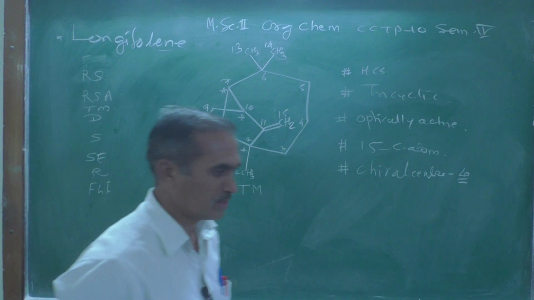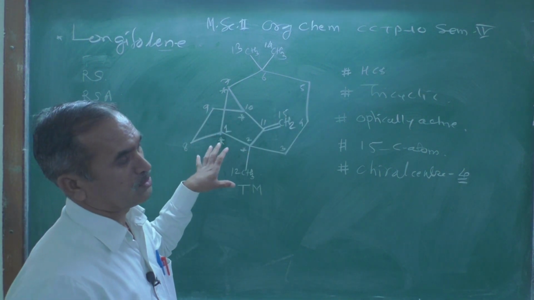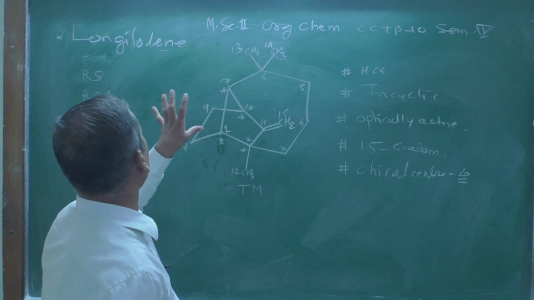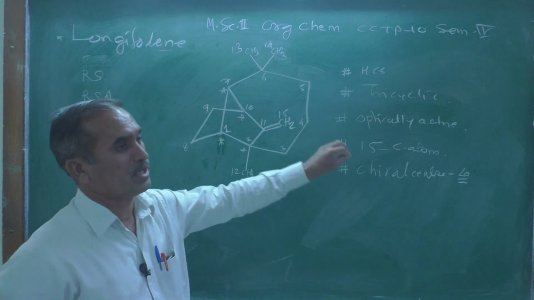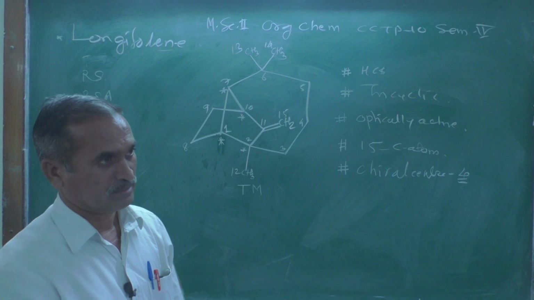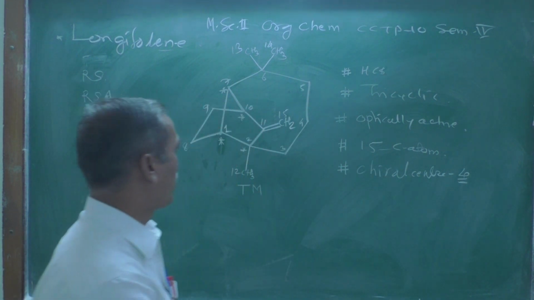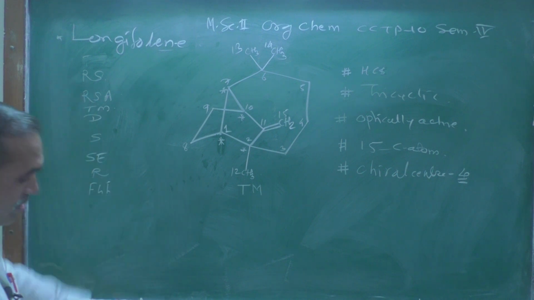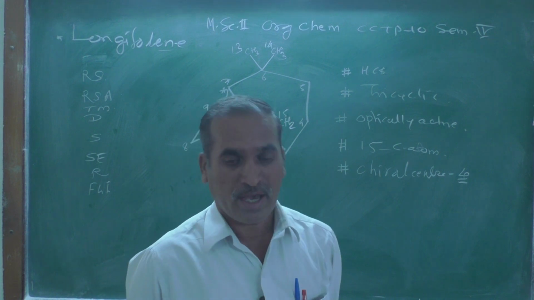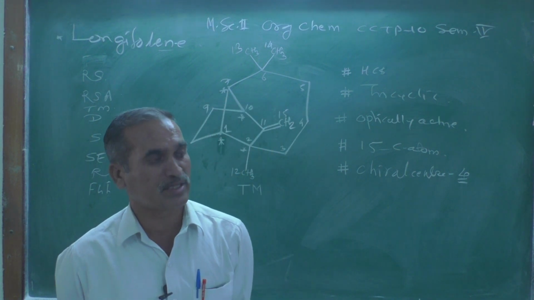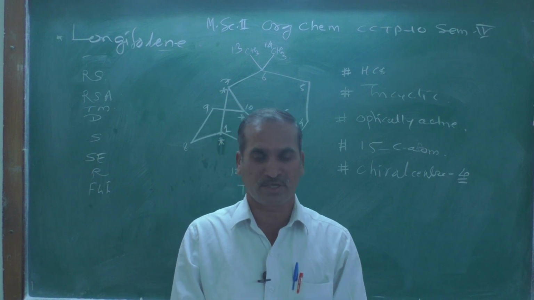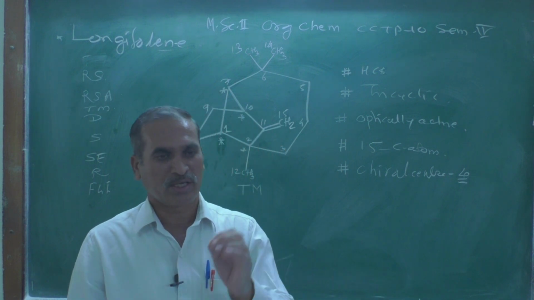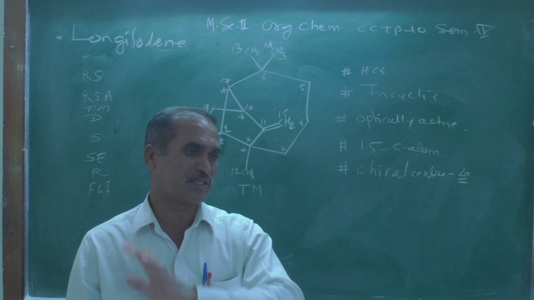These are the important terms. This is the target molecule, and suppose this is an olefin, which we can call longifolene, and it can be obtained from this molecule. But before that, RS means retrosynthesis. Remember the definition: an imaginary but logical reverse chemical reaction which helps us to arrive at the reactant starting from the target molecule is known as retrosynthesis.